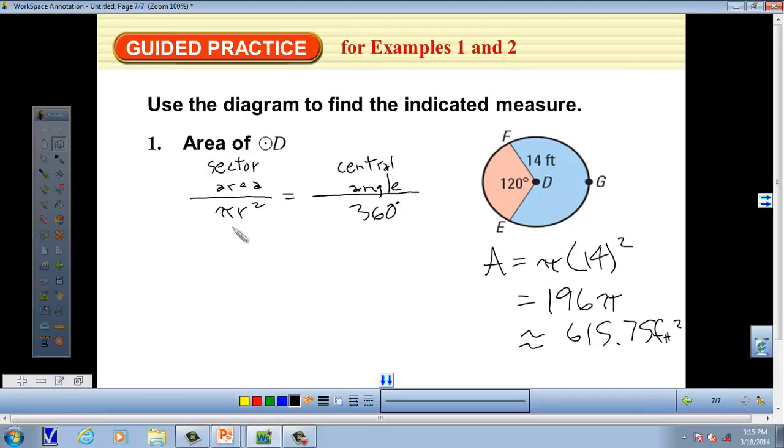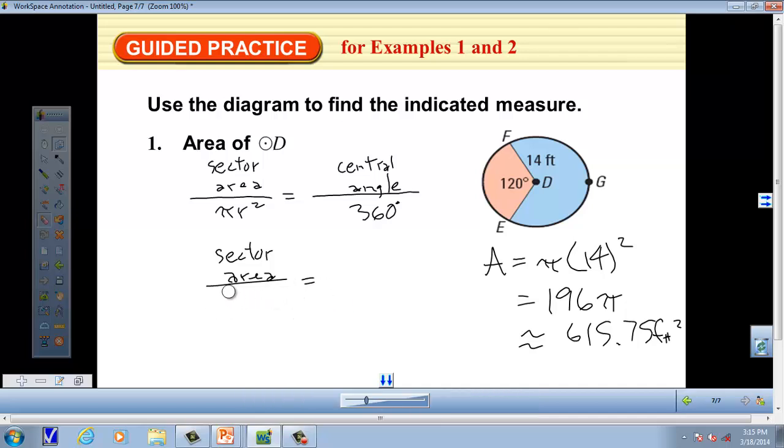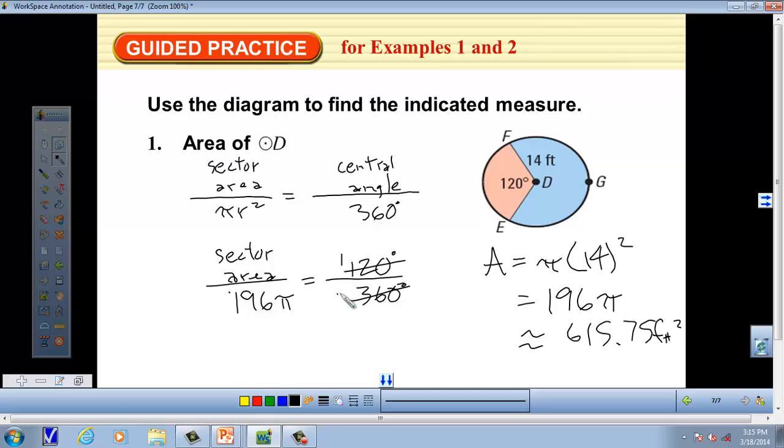So the red sector, again, that's what we want, so we say sector area over, we would say 615.75, but I would use the number that's on your calculator. In fact, I'm not even going to write that. I'm going to write 196 pi, because that's the exact answer. Central angle for the red part is 120, and this is 360. So we're going to simplify. Hopefully you know that 3 of these equal 1 of these, so this is 1/3.